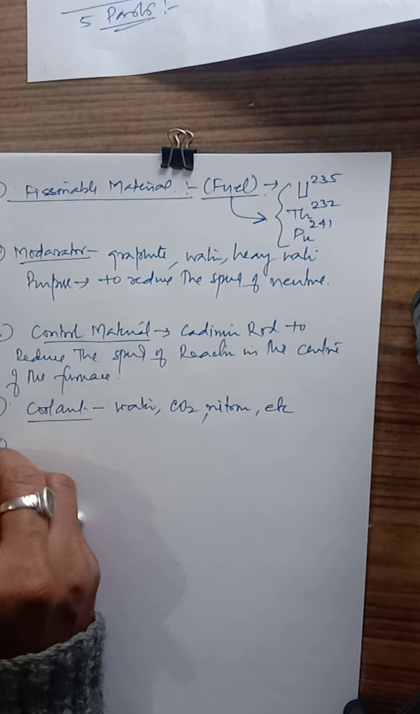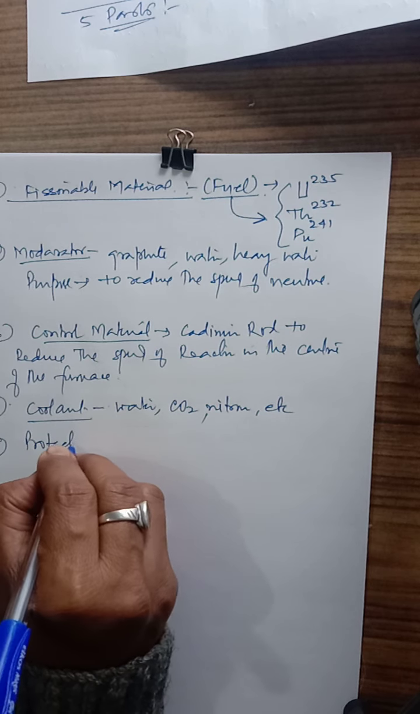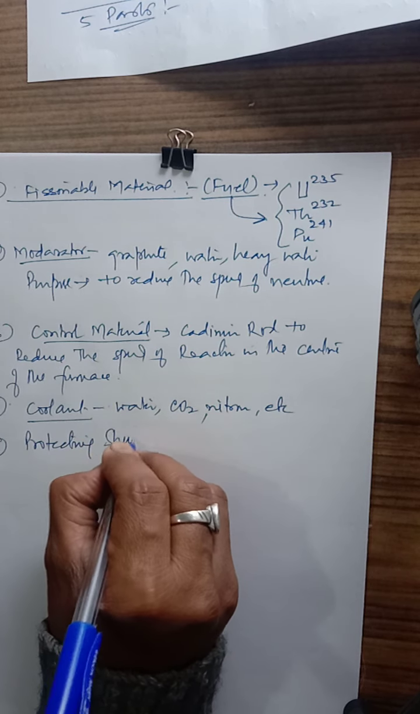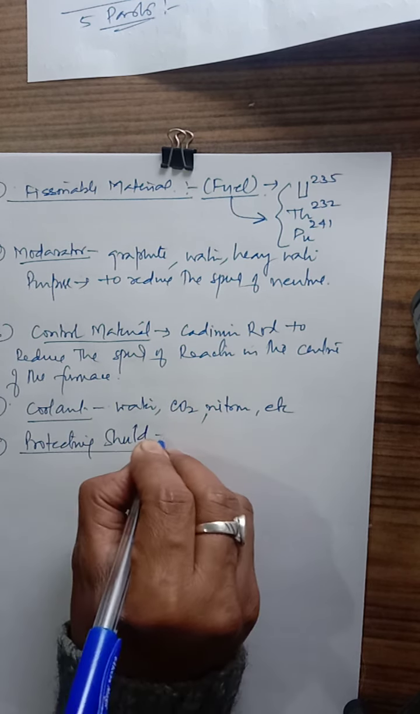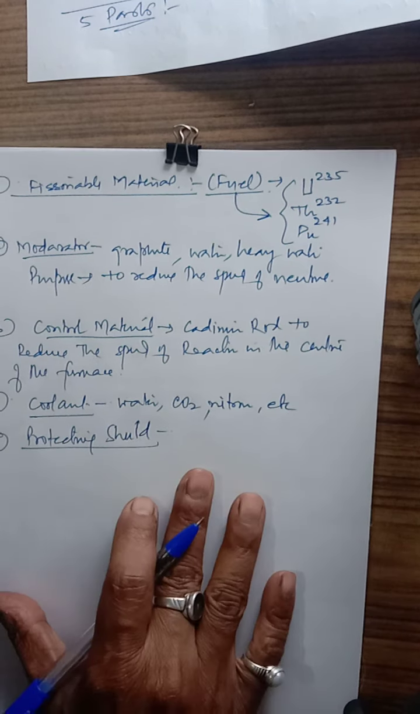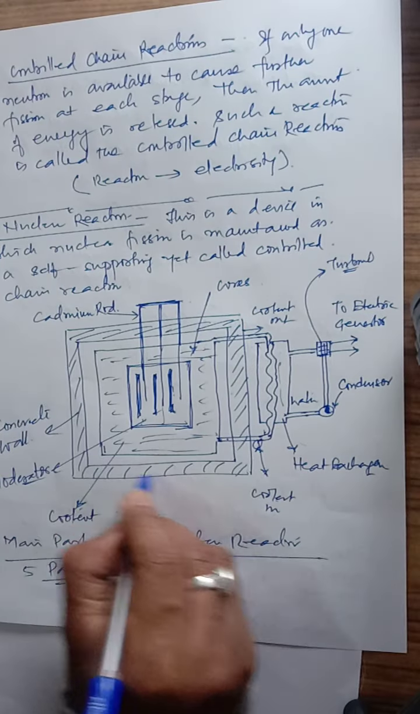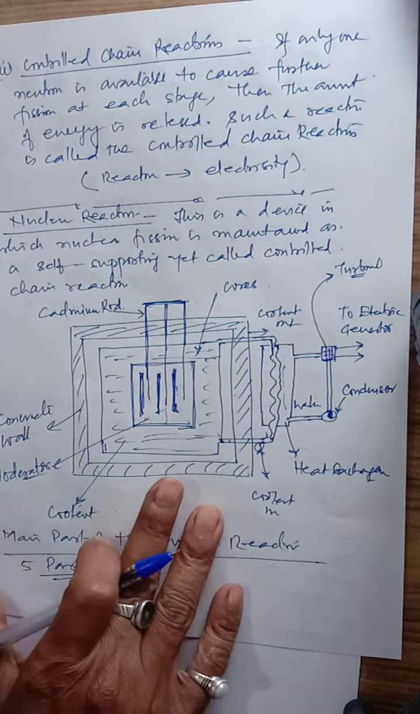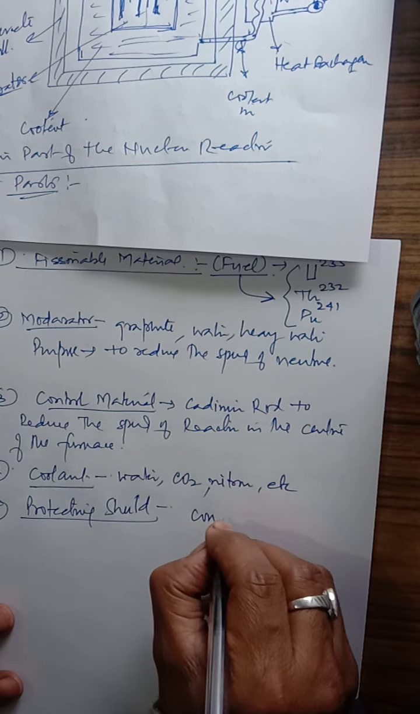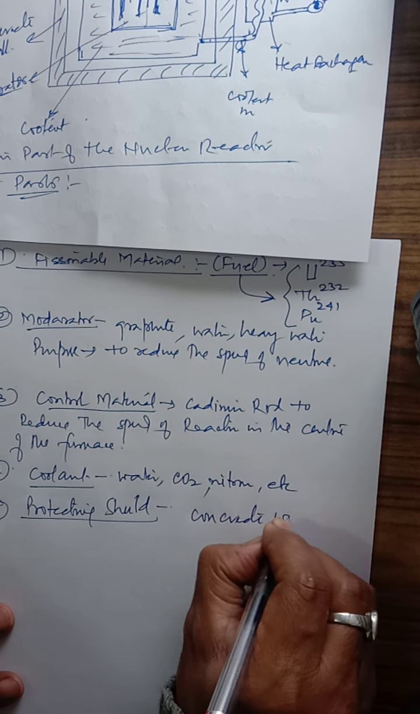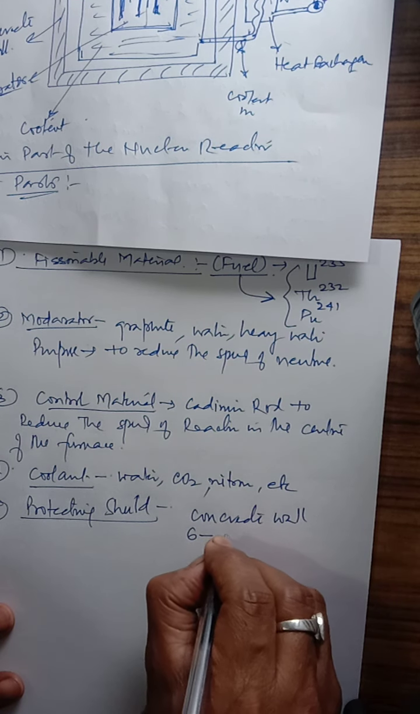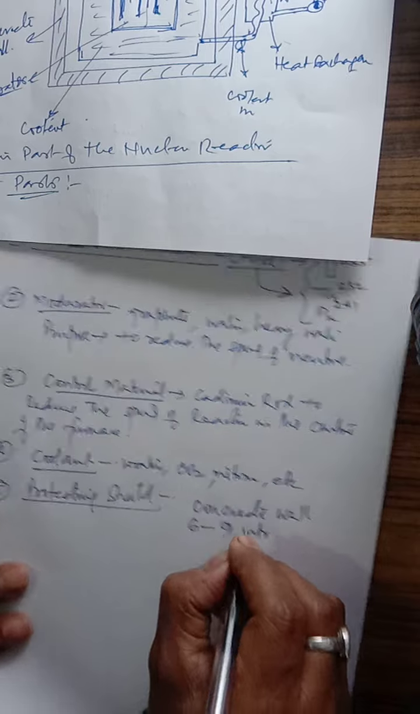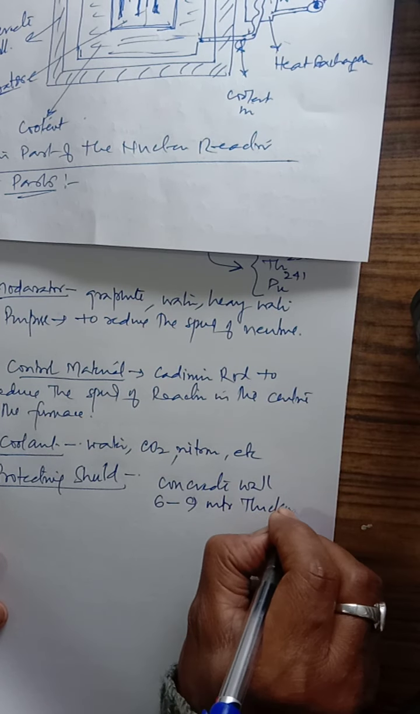The fifth is the protecting shield. What is the protecting shield? This is the protecting shield. This is the concrete wall, which is 6 to 9 meters in thickness.